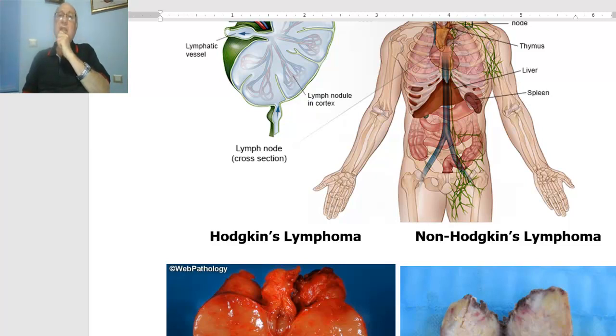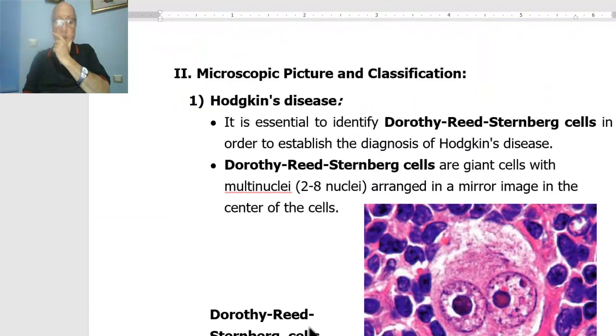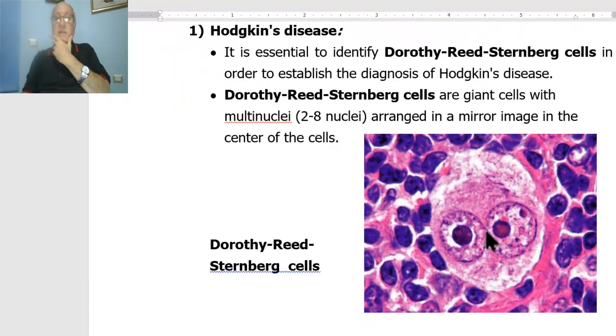Microscopically, the characteristic feature of Hodgkin lymphoma, which is the commonest lymphoma, is this cell. This cell is called Dorothy Reed Sternberg cells. These cells are large, giant cells, multinucleated, containing from 2 to 8 nuclei, arranged in mirror image-like in the center of the cell.